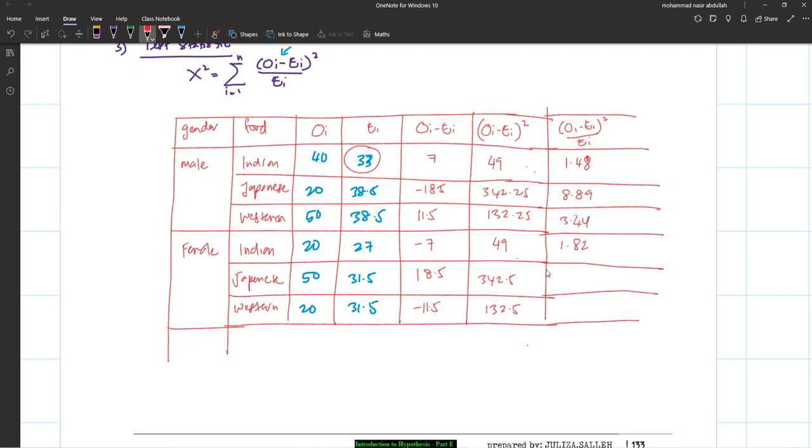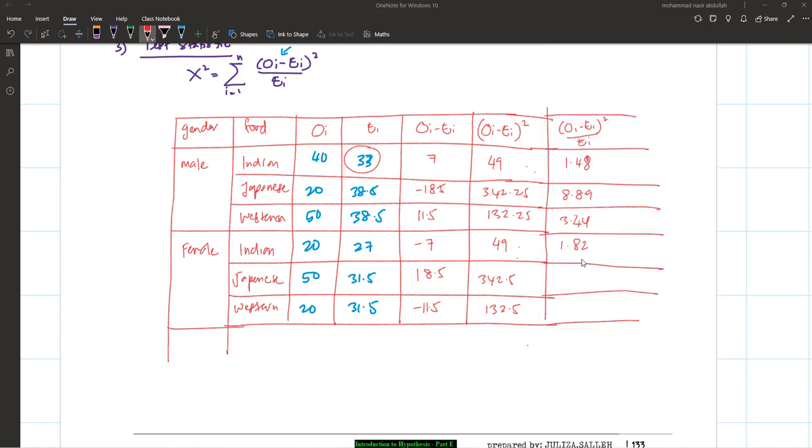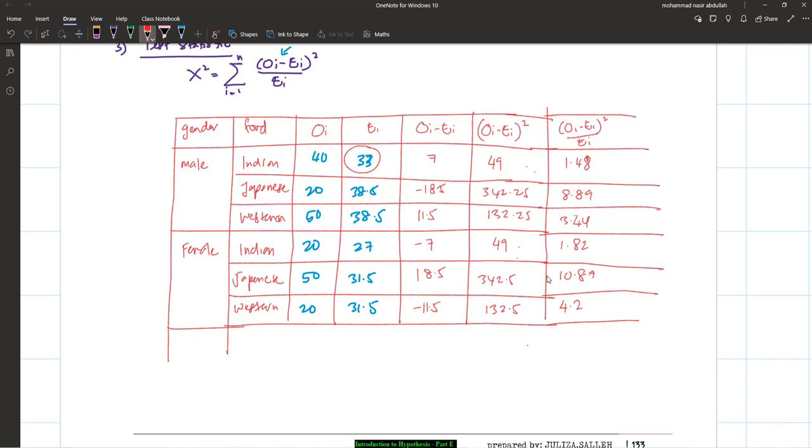1.82, right? And then the next one is 342.25 divided by 31.5. It should be equal to 10.87. And the last one is 132.25 divided by 31.5. It should be equal to 4.2, 4.21. Right, so we have all these values.